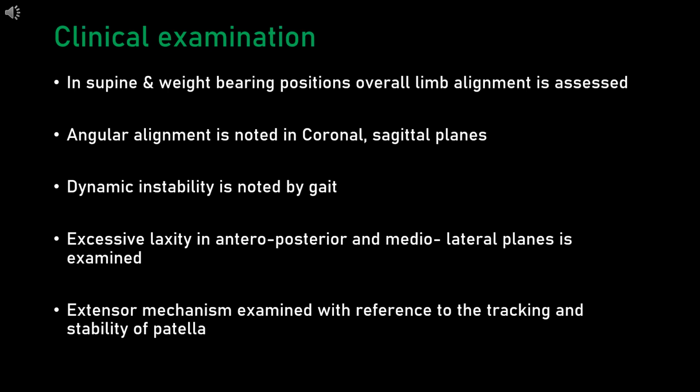Clinical evaluation of the knee instability. In supine and weight-bearing positions, overall limb alignment is assessed. Angular alignment is noted in coronal and sagittal planes. Dynamic instability is noted by gait. Excessive laxity in the anteroposterior and mediolateral planes is examined. The extensor mechanism is examined with reference to the tracking and stability of the patella.